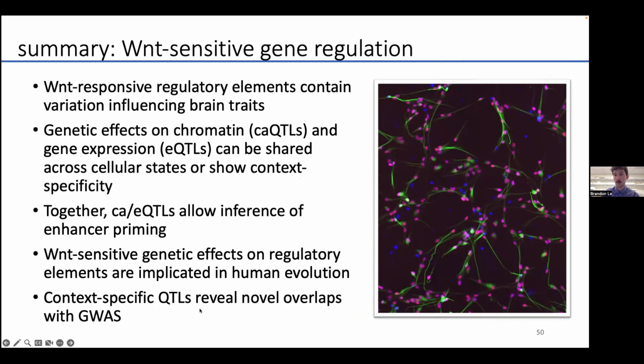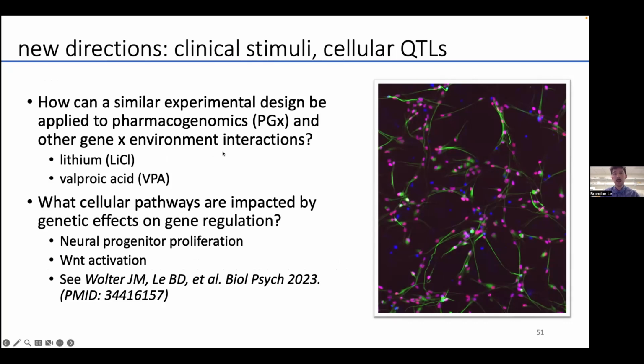I'm just putting up a bunch of text that walks through, bullet point-wise, what we've talked about already. I'm not going to read through it, so I can give you a little bit of a peek at some of the things we're doing in the future. Since this worked well for the Wnt pathway, we would love to explore similar experimental designs looking at different stimuli. You could definitely do different developmental signals like Notch, Sonic Hedgehog, and things like that. But you can also try to do this with clinical stimuli.